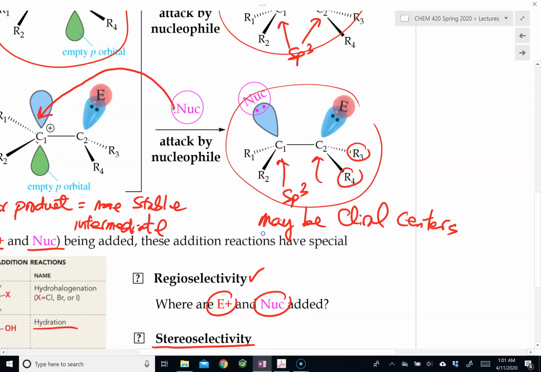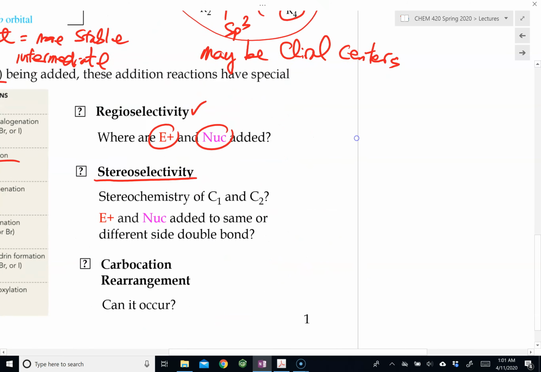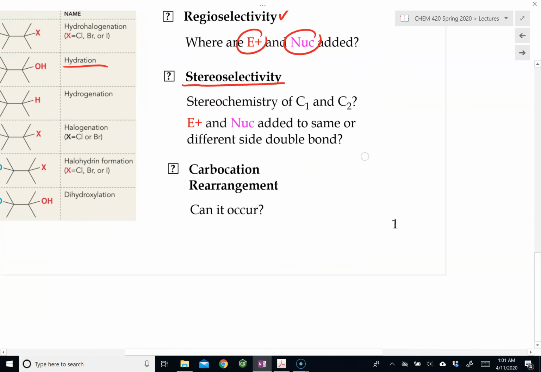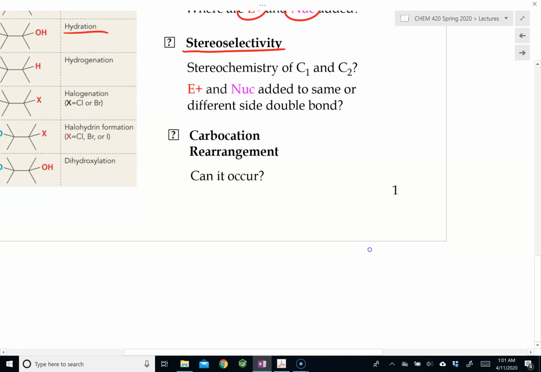But once they undergo addition reaction already, they change into sp3 and now may become chiral center. So therefore, are there any stereoselectivity or not? That's something that we'll be discussing in this addition reaction as well.